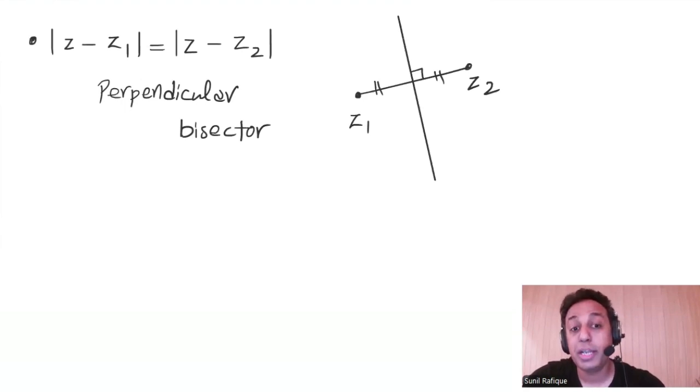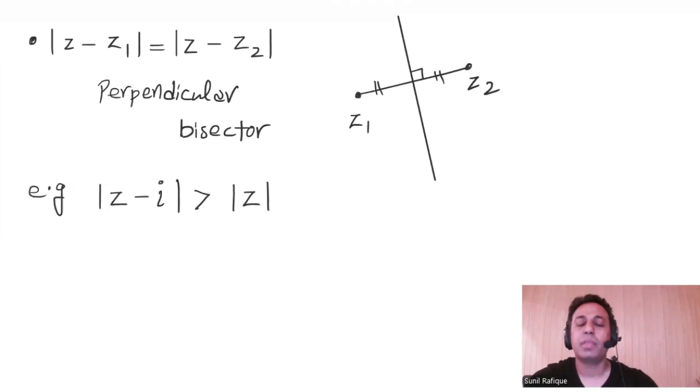And here's an example. Okay, let's do a shading example. So for example, if someone asks you, modulus of z minus i is greater than modulus of z. So, how do you understand this thing? Number one, forget about the inequality. Just think about the equation. So, I'm going to be writing it in the coordinate form.